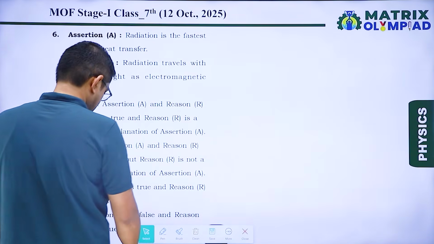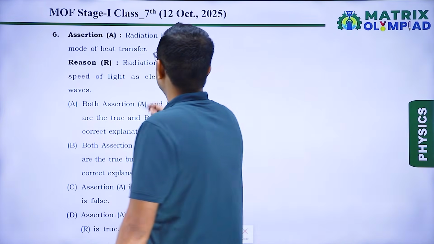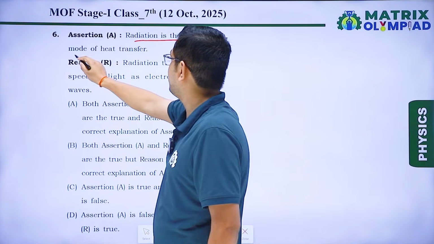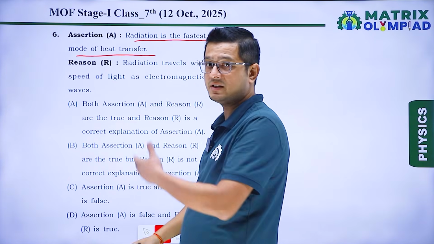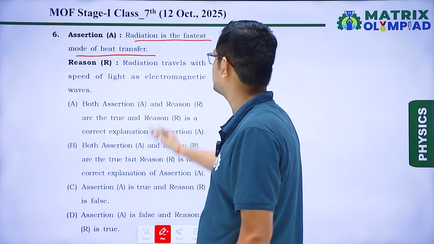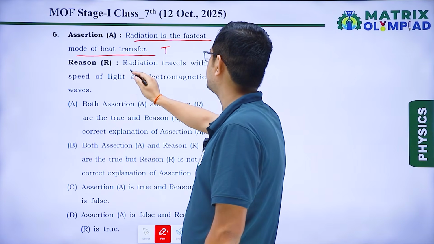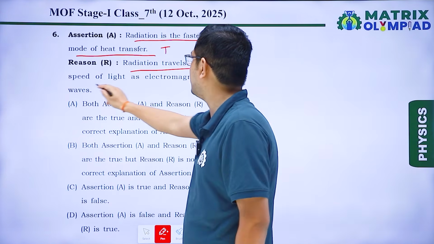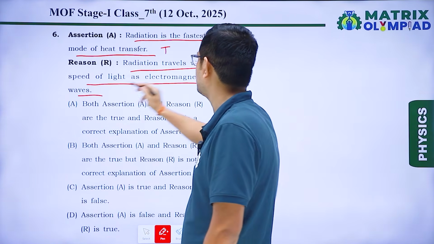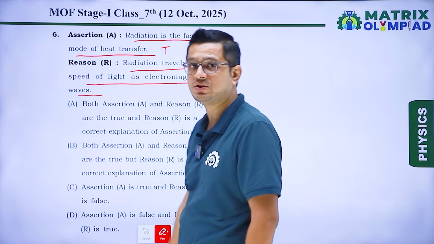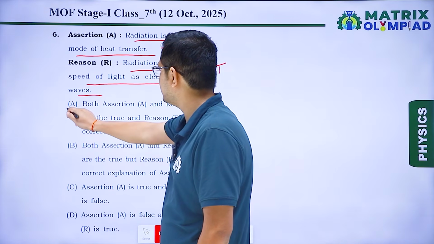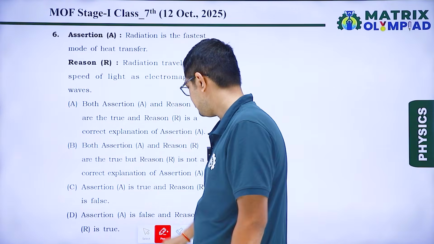Next question, that is assertion reason. Okay. Radiation is the fastest mode of heat transfer, as we have discussed in previous question also. Yes, this is true. Because in reason it is said radiation travels with speed of light as electromagnetic wave. This is also true and it is explaining the assertion. That's why we'll say the correct answer is option A.